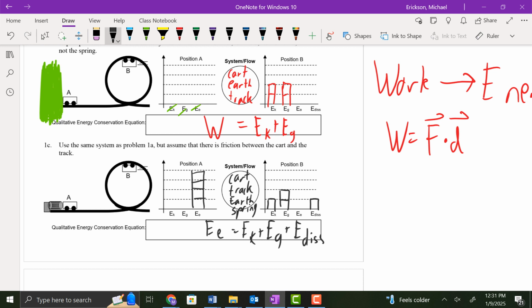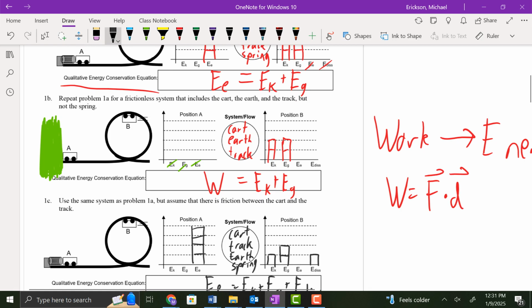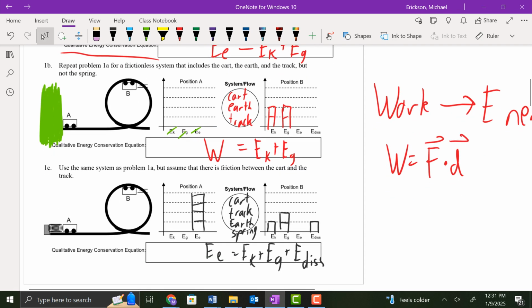All right, 1C was the exact same thing as before, except there's friction now. And I did this very specifically. So position A is the same, just elastic. We have the spring back in our system. But now, what's different is the cart is still at the same height. So I like to say there's 2 boxes of EG. Well, if there's 2 boxes of EG, then the remaining 2 boxes have to be split between EK and EDIS. I said there's 1 box of EK, 1 box of EDIS for this.